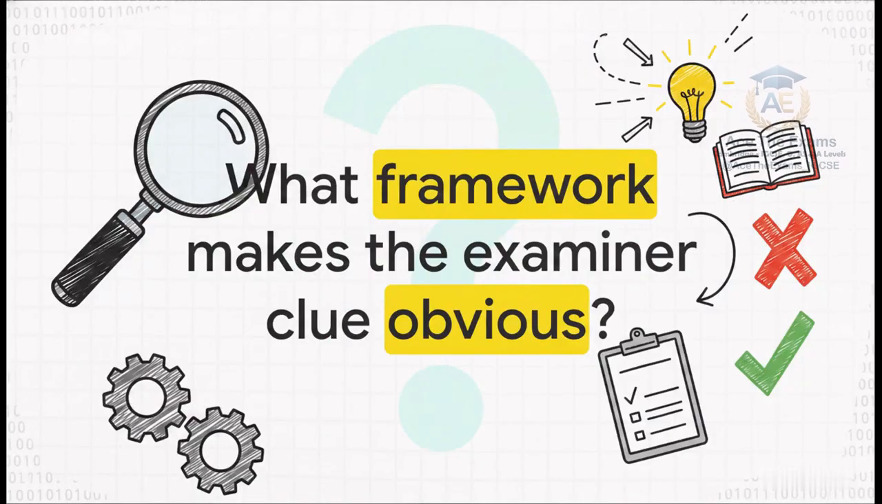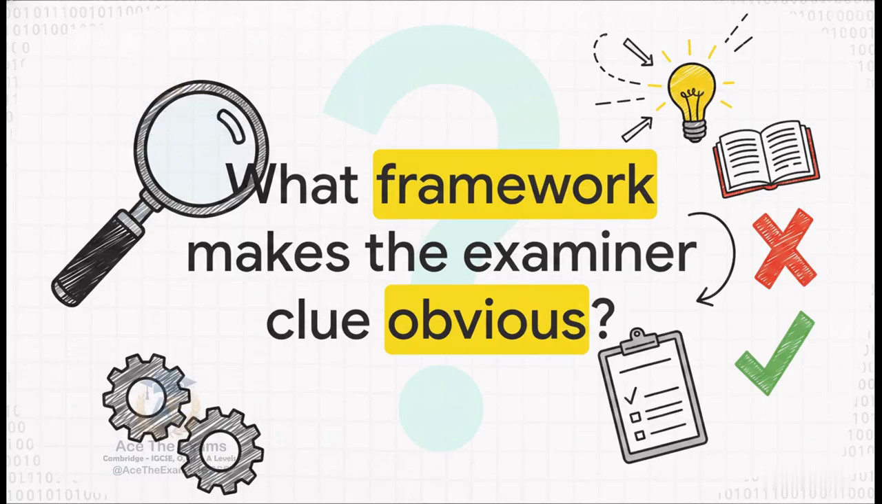So how do we actually fix this? Well, in just a moment, I'm going to reveal a very specific examiner clue. It's this hidden signal that completely changes how you should write your parity check answer. And honestly, it is the absolute secret to unlocking those top-band marks. But first, you need the framework that makes that hidden clue totally obvious.